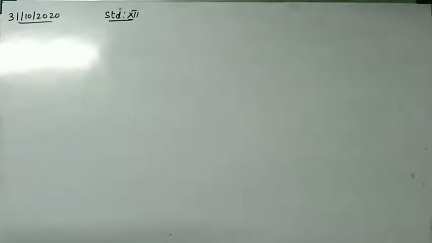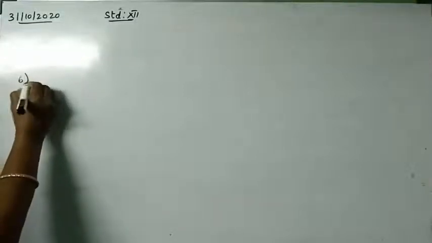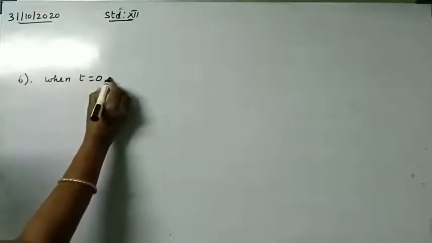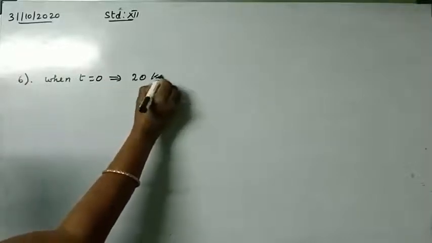Now question number 6. A race car driver is racing at the 20th kilometer. If his speed never exceeds 150 kilometers per hour, what is the maximum distance he can cover in the next 2 hours? So first, let us take the starting time as t equal to 0. When t equal to 0, he was at the 20th kilometer.